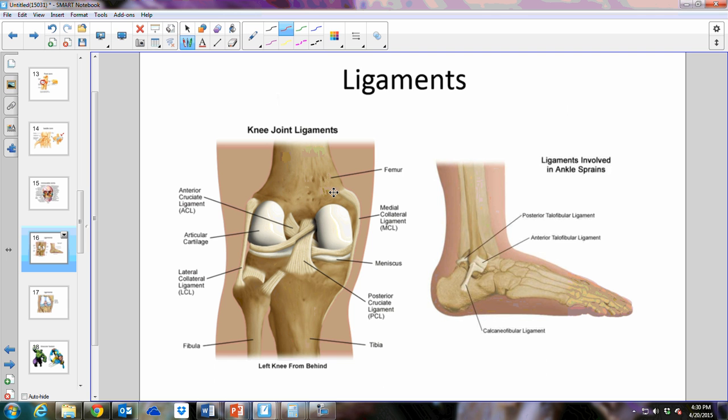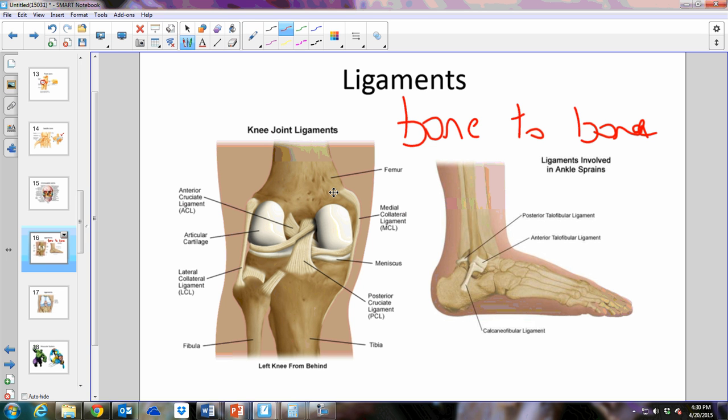Now, ligaments. Their function is to hold your bones together. They are connective tissue, and they hold your bones together. Bone-to-bone connections may be helpful: bone-to-bone. And you have several ligaments in your knee. They're fairly prominent in your ankle as well.